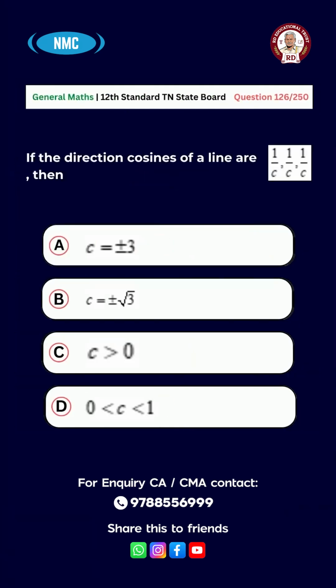Question number 126. If the direction cosines of a line are 1 by c, 1 by c, 1 by c, then option A c equal to plus or minus 3. Option B c equal to plus or minus root 3. Option C c greater than 0. Option D 0 less than c less than 1. The correct option is option B c equal to plus or minus root 3.